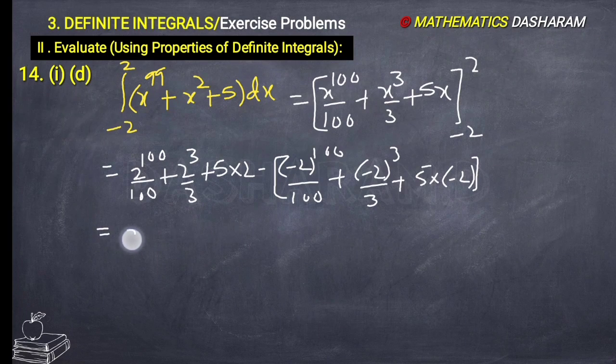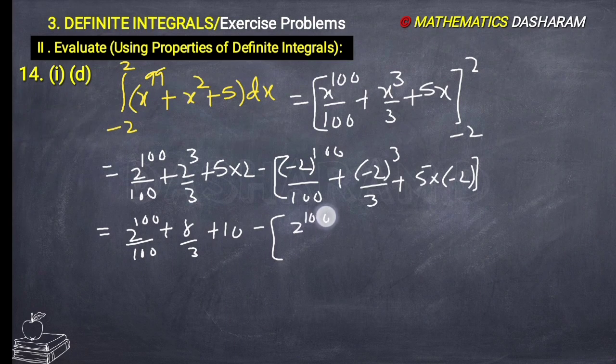It is equal to 2 to the power of 100 by 100, plus 2 cube is 8 by 3, plus 5 twos are 10, minus the value at minus 2: minus 2 whole to the power of 100. Here the power is an even number, so we will get a positive answer. So 2 to the power of 100 by 100, minus 2 whole cube is minus 8 by 3, minus 5 twos are 10.